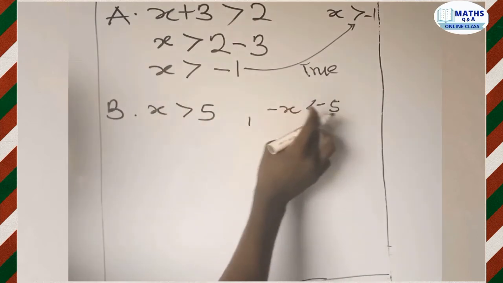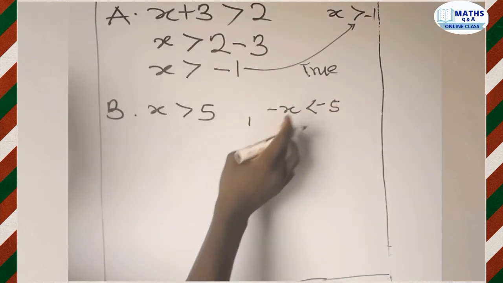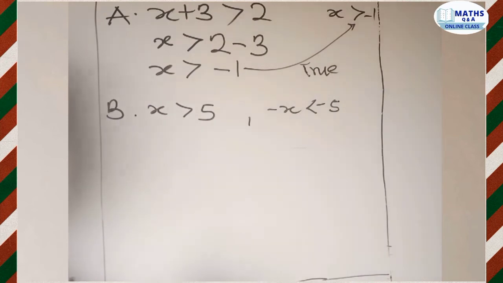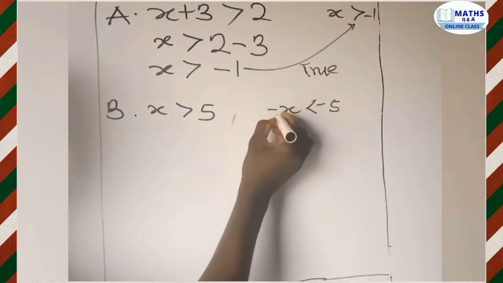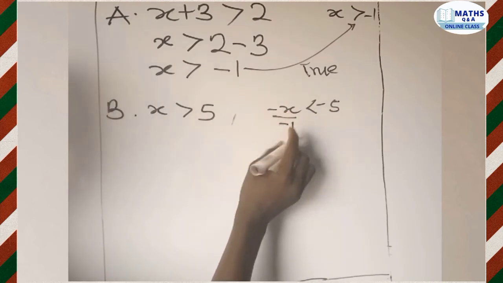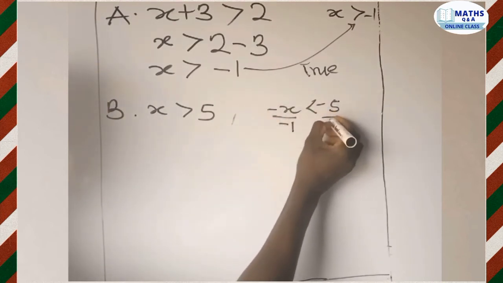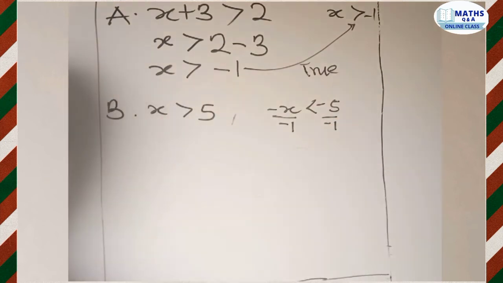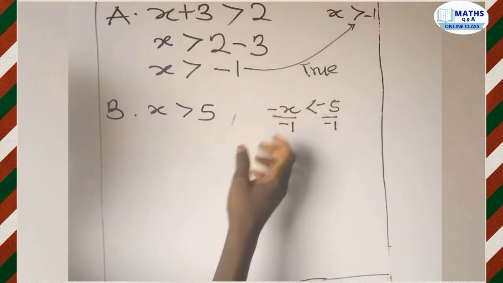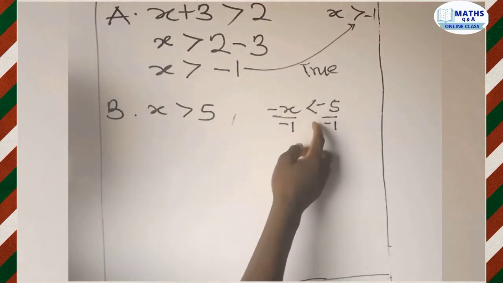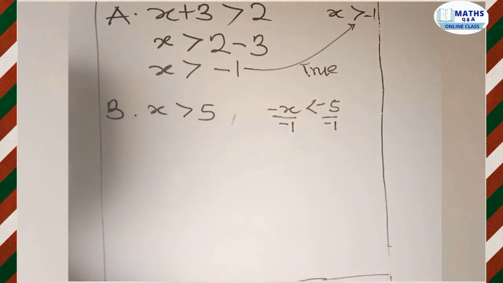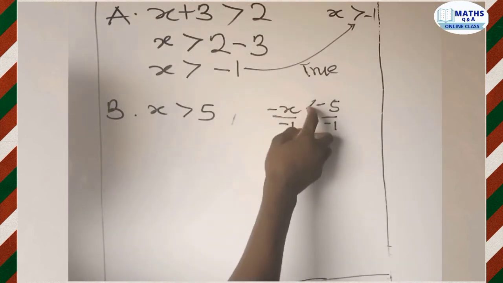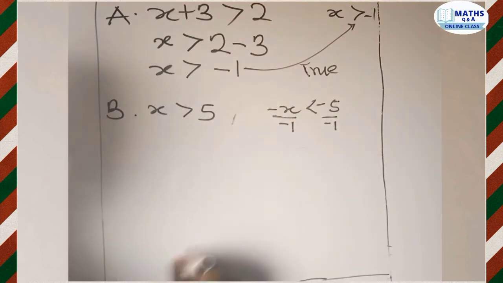Now, we have -x < -5 and we want x. So what you're going to do is divide by a negative number. And the negative number we can divide by is what? -1. What you do to the left hand side, do the same thing to the right hand side. In mathematics, wherever you divide by a negative number, you change the inequality sign. So instead of less than, it should rather be greater than. So let's proceed.